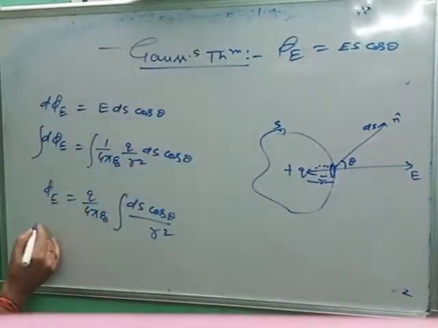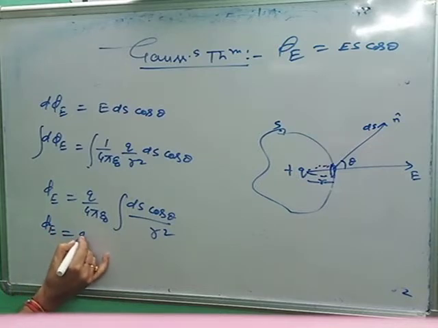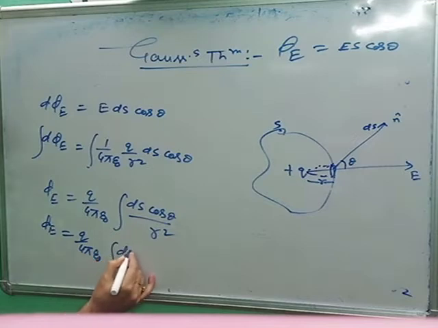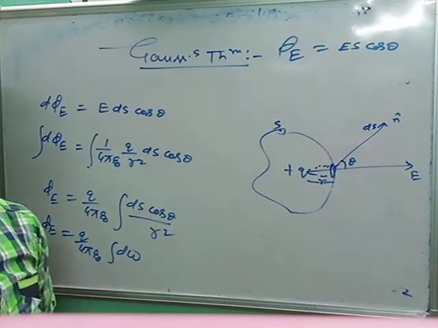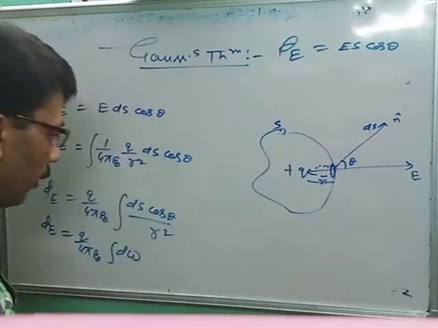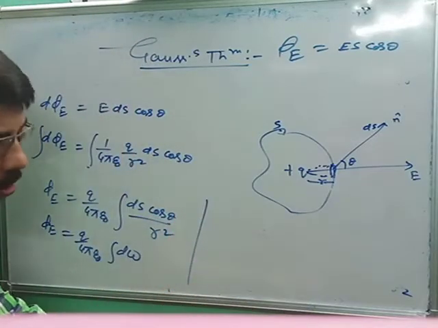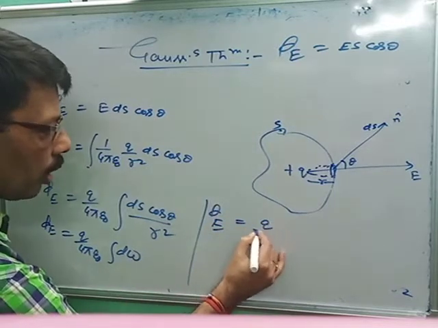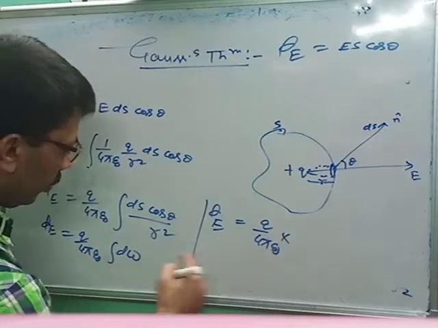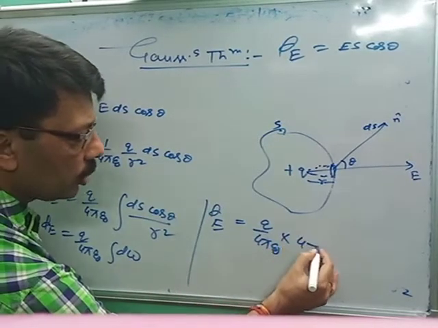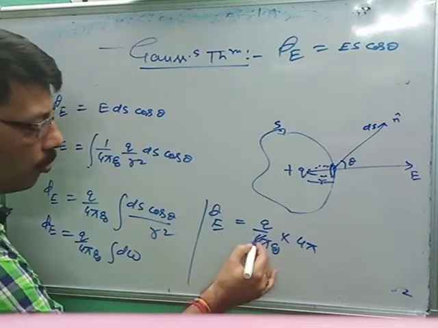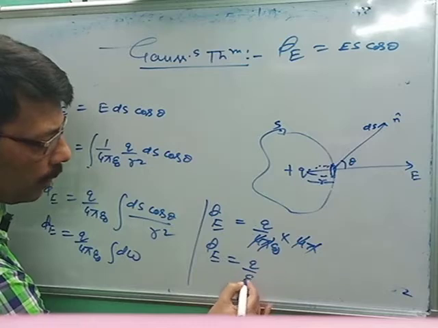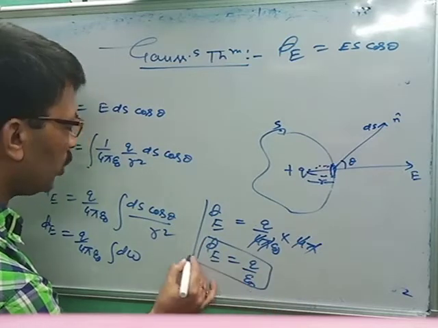So we can write phi E is equal to q upon 4 pi epsilon naught, integration of ds cos theta upon r square, which is d omega. d omega is the solid angle, and its value is 4 pi. So we get phi E is equal to q upon 4 pi epsilon naught times 4 pi. The 4 pi cancels out, and we get phi E is equal to q upon epsilon naught. This is all about Gauss theorem.